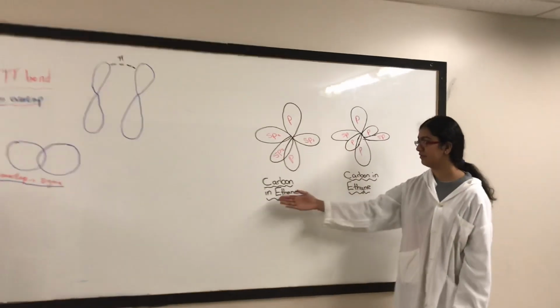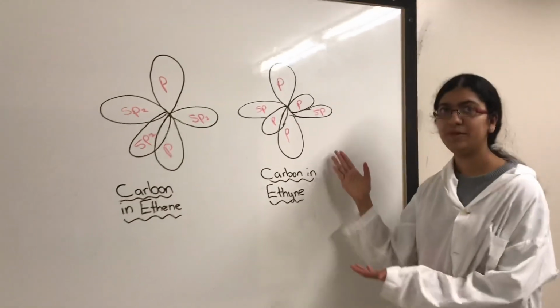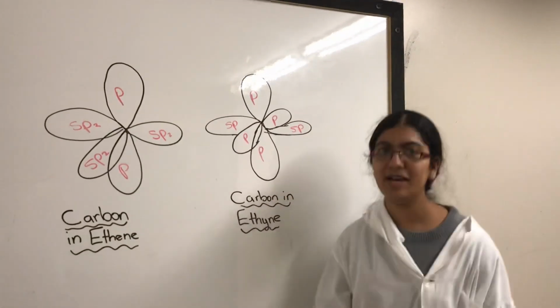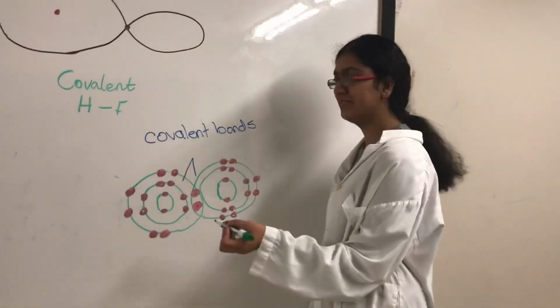Ethene has 2 hybrids and ethane has 3 hybrids. Unhybridized orbitals form pi bonds, and hybridized orbitals form sigma bonds.